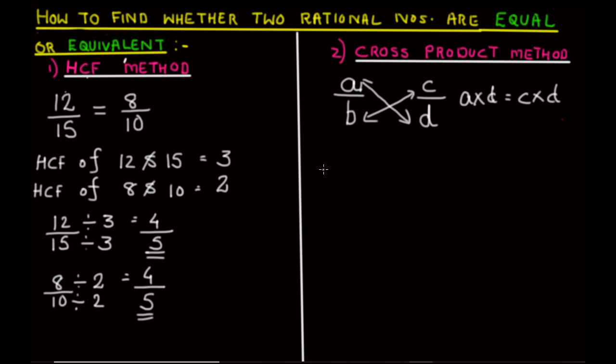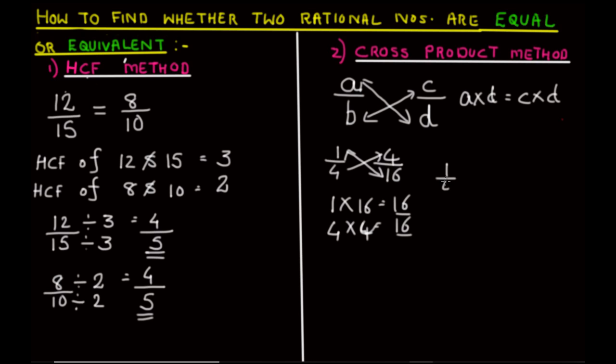Let's take an example for this. Let's find out whether 1 by 4 and 4 by 16 are equivalent rational numbers. So the cross product: 1 into 16, we get 16. Here 4 into 4 also we get 16. So in both ways we get 16. Thus we say that 1 by 4 is equivalent to 4 by 16.